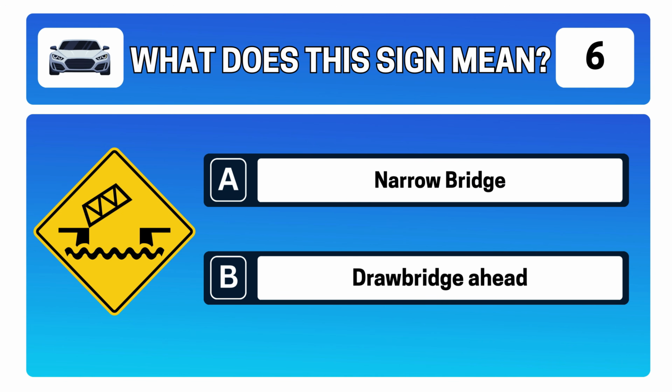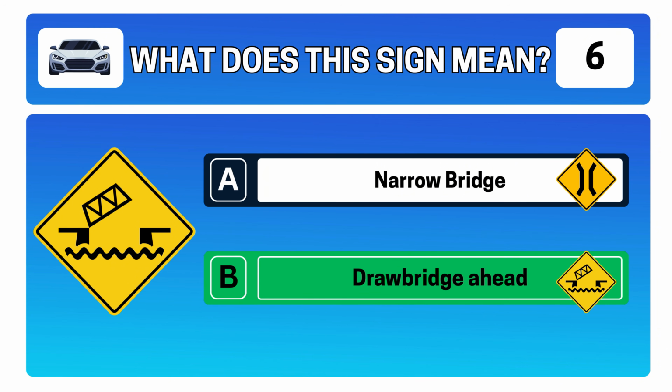What does this sign mean? A. Narrow bridge. B. Drawbridge ahead. Right. It is the drawbridge ahead sign.